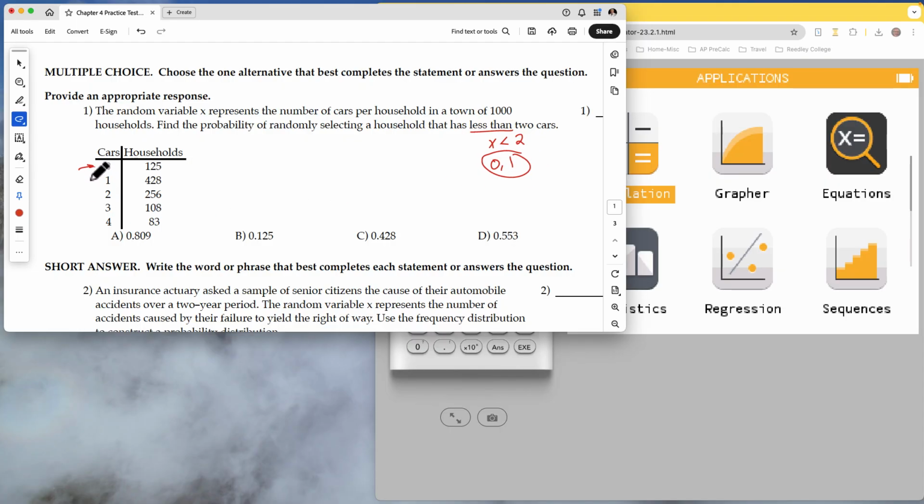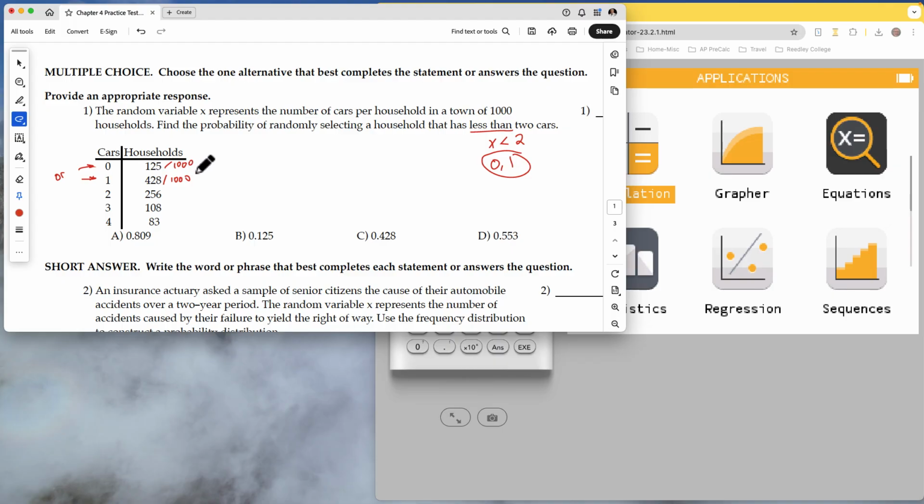So we're going to look at these two, and we're going to calculate. It's really 0 or 1. This is an OR probability, and so we will add those two probabilities together. The way we go about doing a discrete probability distribution is we would get the relative frequency. So we take each of these numbers and divide by the total, which is 1,000. You could keep going, but since we only need 0 or 1, we could just calculate these two.